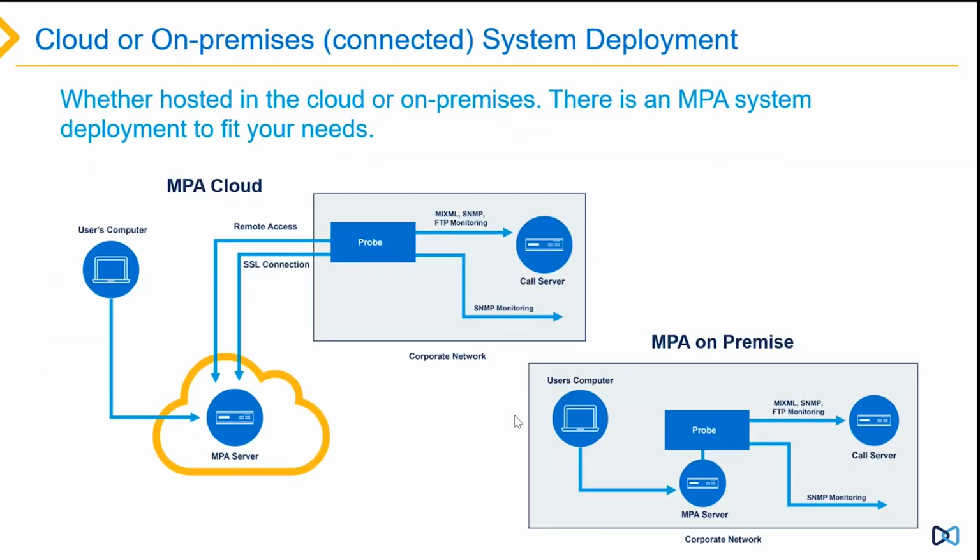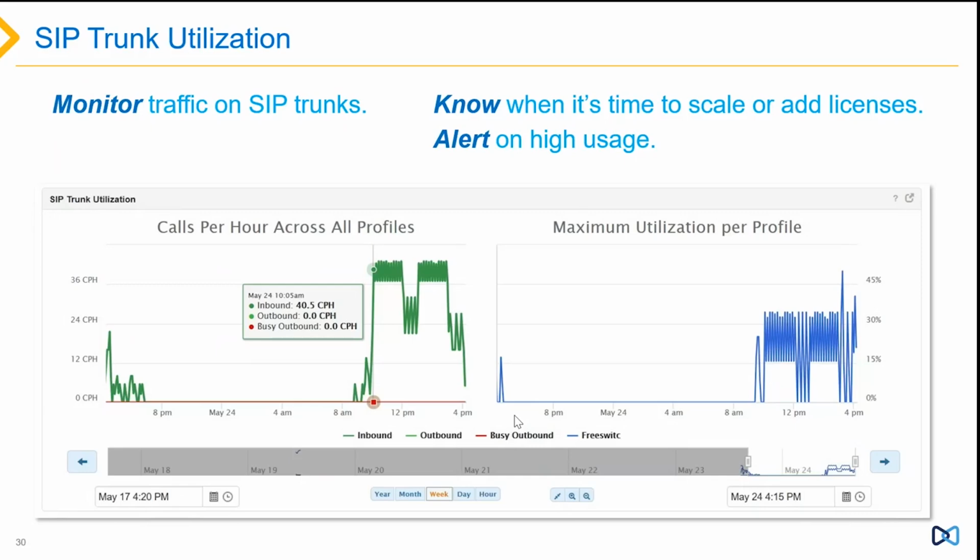So like I mentioned early on, the systems can be deployed in the cloud and also on-premise. When we look on the left-hand side where it has MPA cloud, you can see what data we're able to capture, or the architecture of what it looks like. When it's on-premise, it's very similar, but all the data just goes directly to the MPA server.